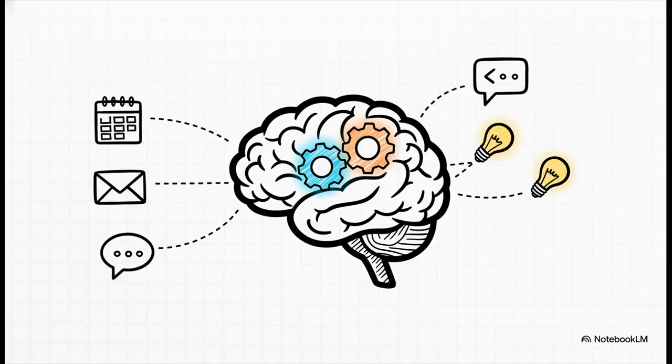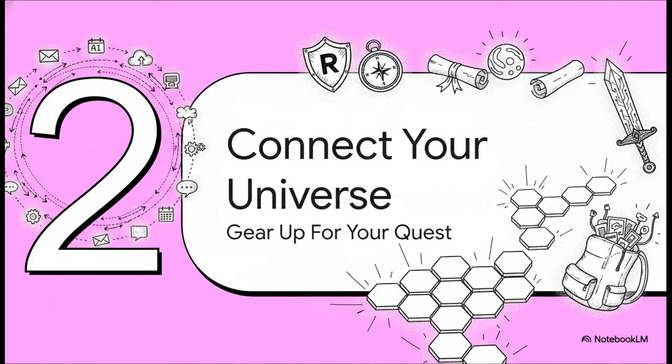Now, the Spark isn't just a blank screen waiting for you to type. It's actually an intelligent surface. It looks at your tools and learns from how you use Rebel to suggest really useful things to do. But to get those great suggestions, we first need to connect your universe of apps. So let's get you geared up.